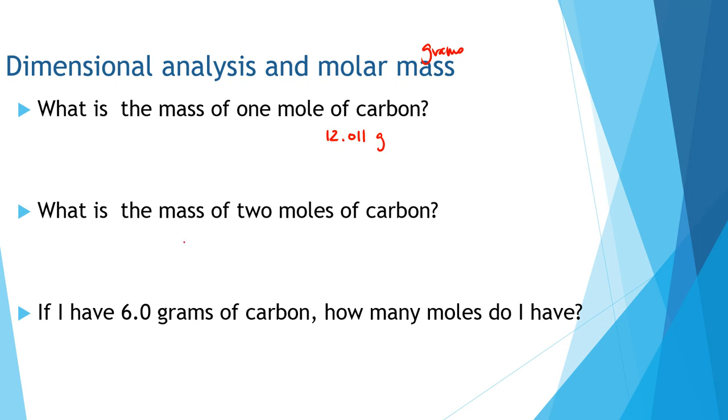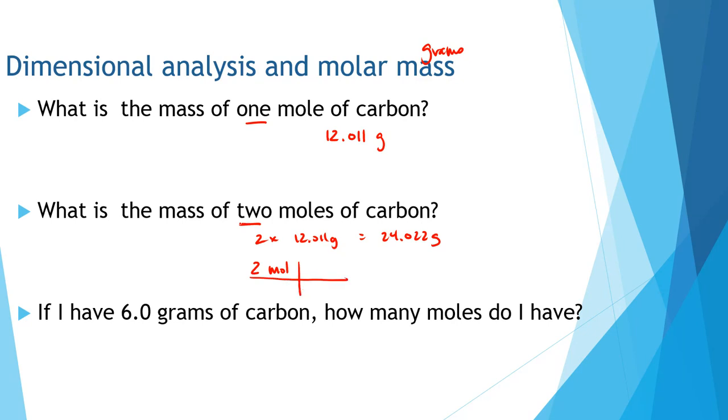The mass of 2 moles of carbon, well, I can just take that 1 mole of carbon mass and multiply it by 2. 2 times 12.011 grams is going to give us 24.022 grams. That would be the mass of 2 moles of carbon. I'm going to go ahead and do this again using the railroad tracks, just so we can get an idea of how those railroad tracks work when we're converting between moles and mass.